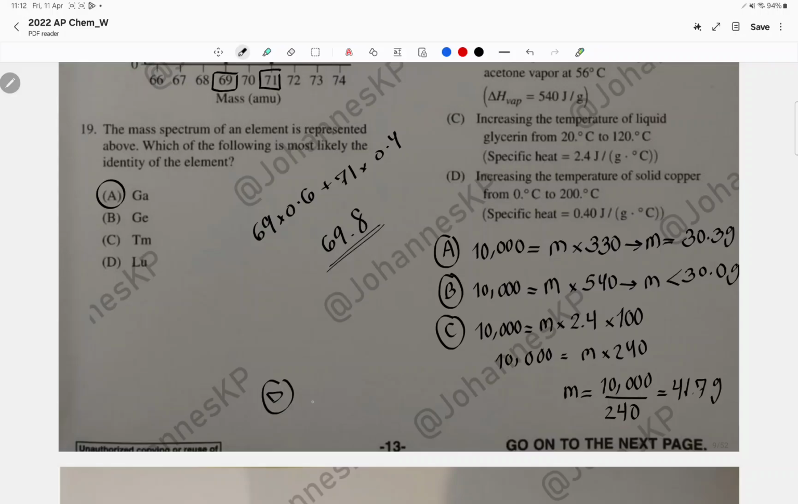How about D? So 10,000 is MC delta T, M times C times delta T of 200. M is equal to 10,000 over, I think, 80. 125. That's the biggest mass, right? So it's D.